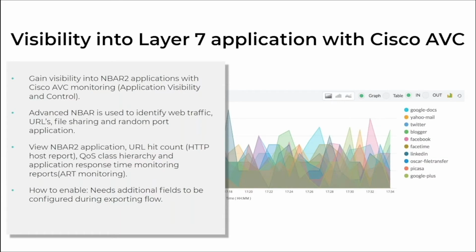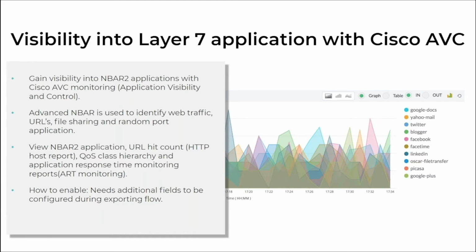So basically this gives you visibility into the layer 7 application using this proprietary tech. Again, this is not an add-on. It comes with the product, provided you have a device that supports this feature. All you have to do is send in NetFlow version 9 flows, and we can pretty much work with it. What you get by monitoring this is visibility into the NBAR2 applications with Cisco AVC, which I call application visibility and control.